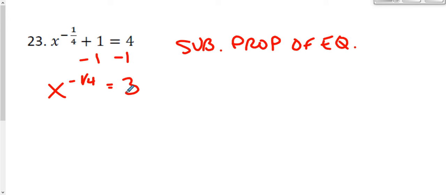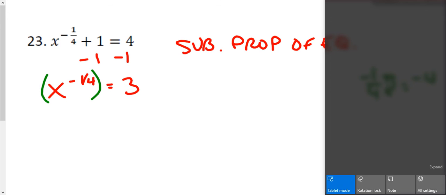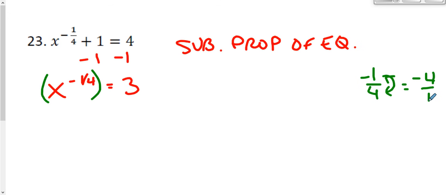Now, I've seen a lot of people rewrite the x to the -1/4 in this step, but we don't want to do that because x is still inside that exponent. I don't want to use any negative properties until after x is by itself. So we do want to undo that -1/4 power, and we're going to do it by raising both sides to the reciprocal. So my exponent is -1/4. The reciprocal of that is -4/1. It doesn't matter where the negative is, as long as the fraction is negative and we flipped it upside down.